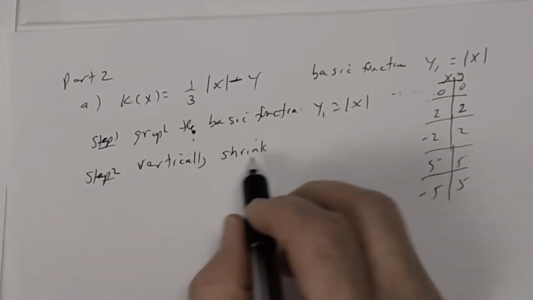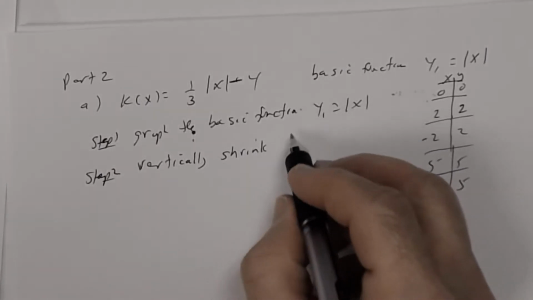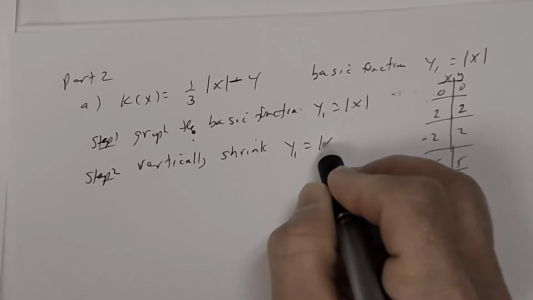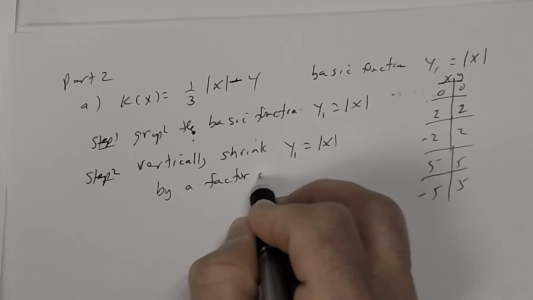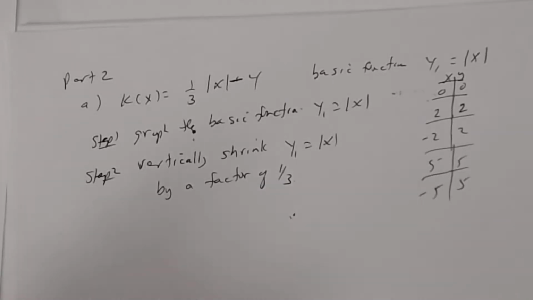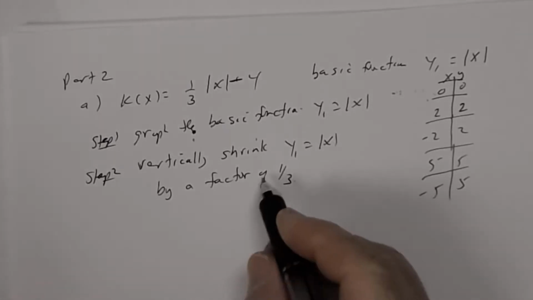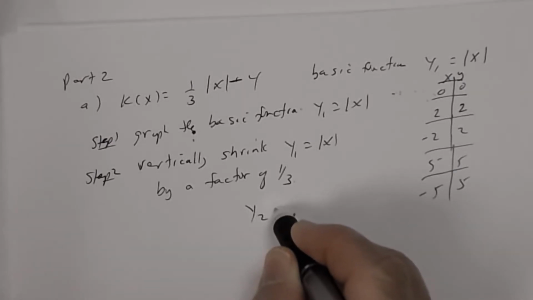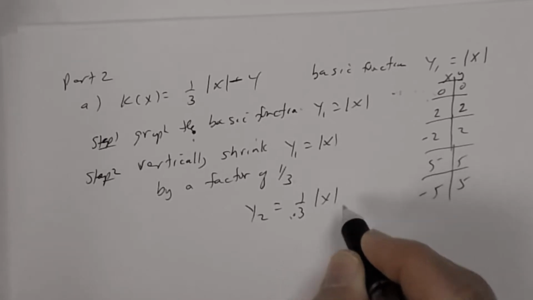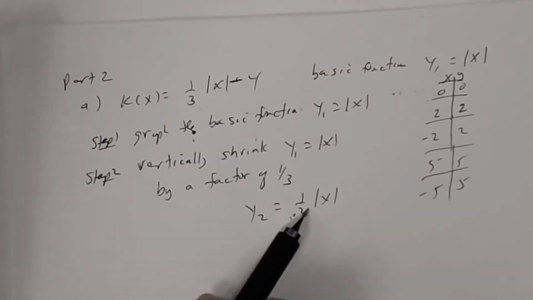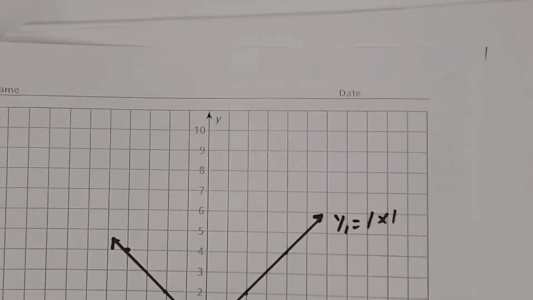So you got to say vertically shrink, and you say this right here, vertically shrink y1 equals absolute value of x by a factor of 1/3. Okay, so by a factor of 1/3. All right. Now, when we do this, you're going to get your second transformation, which is y2 equals 1/3 absolute value of x. So this is this part right here. Okay, so remember what that means.